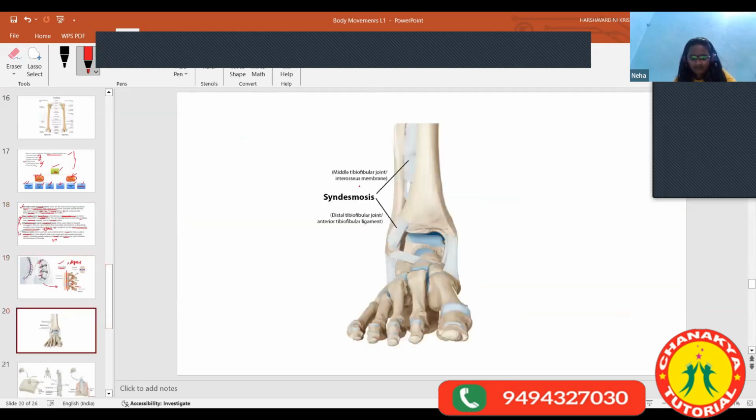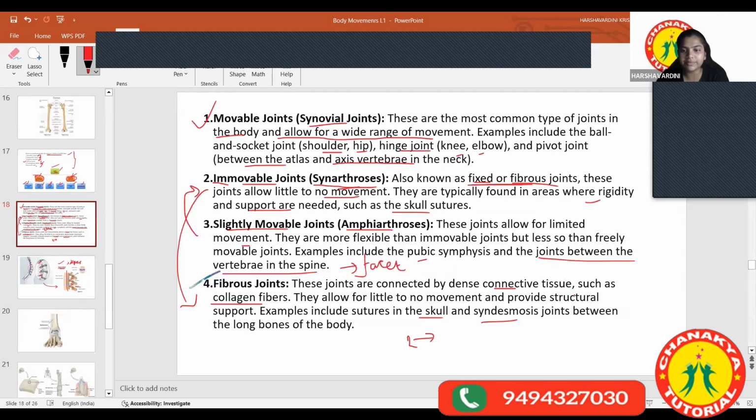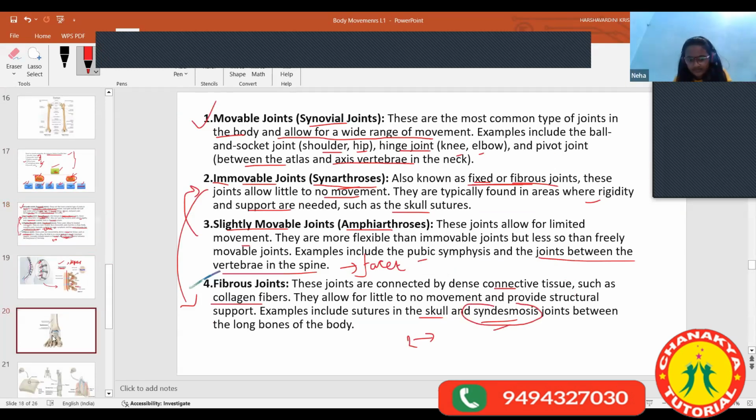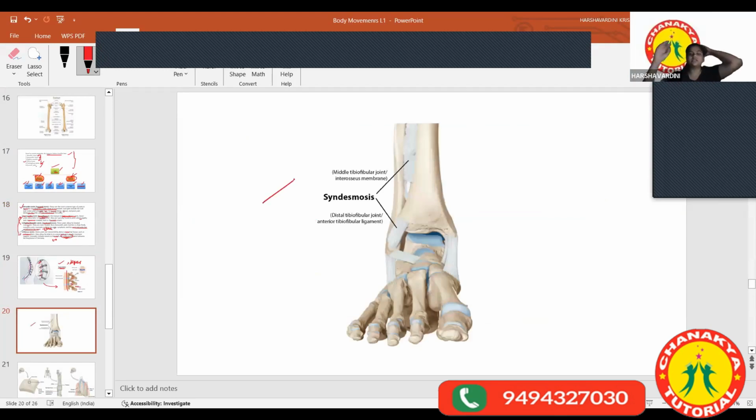So this is actually something called syndesmosis. Syndesmosis structure is this. This is the structure of syndesmosis. See here, this is our feet, our lower feet. Syndesmosis is something here.